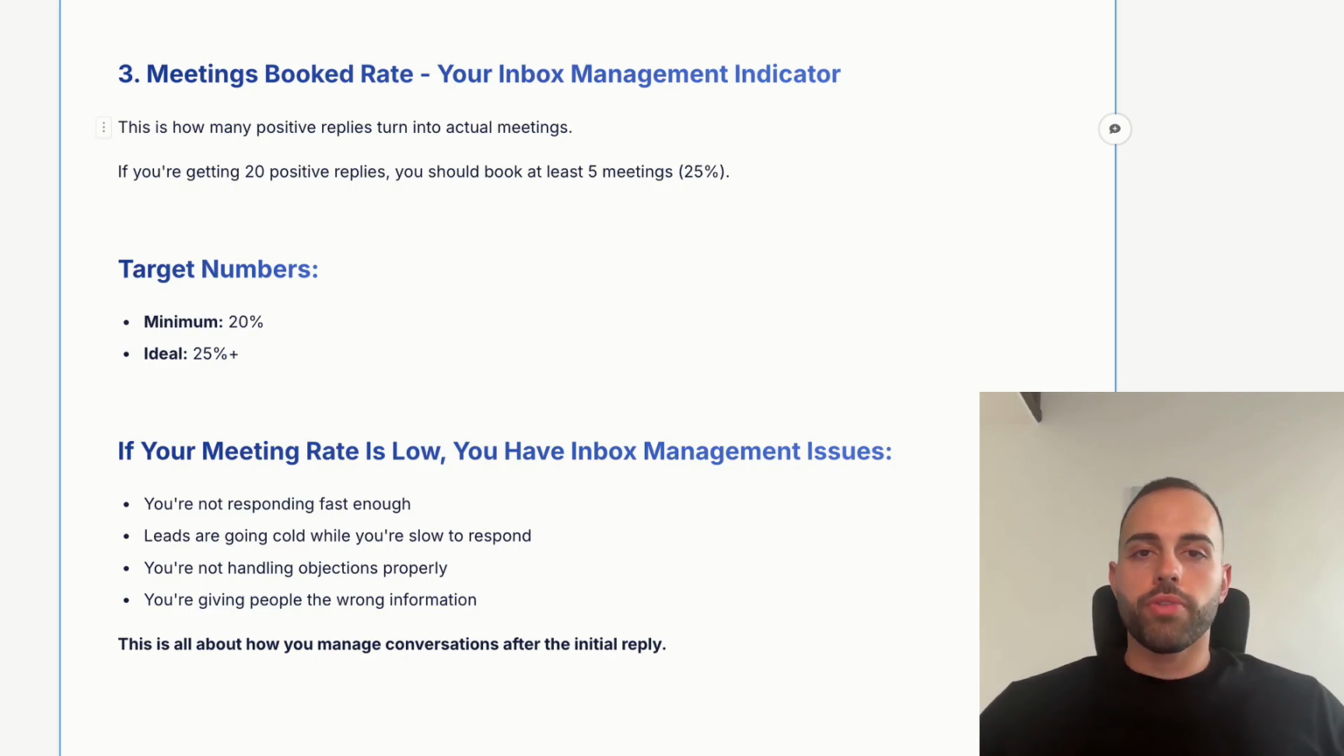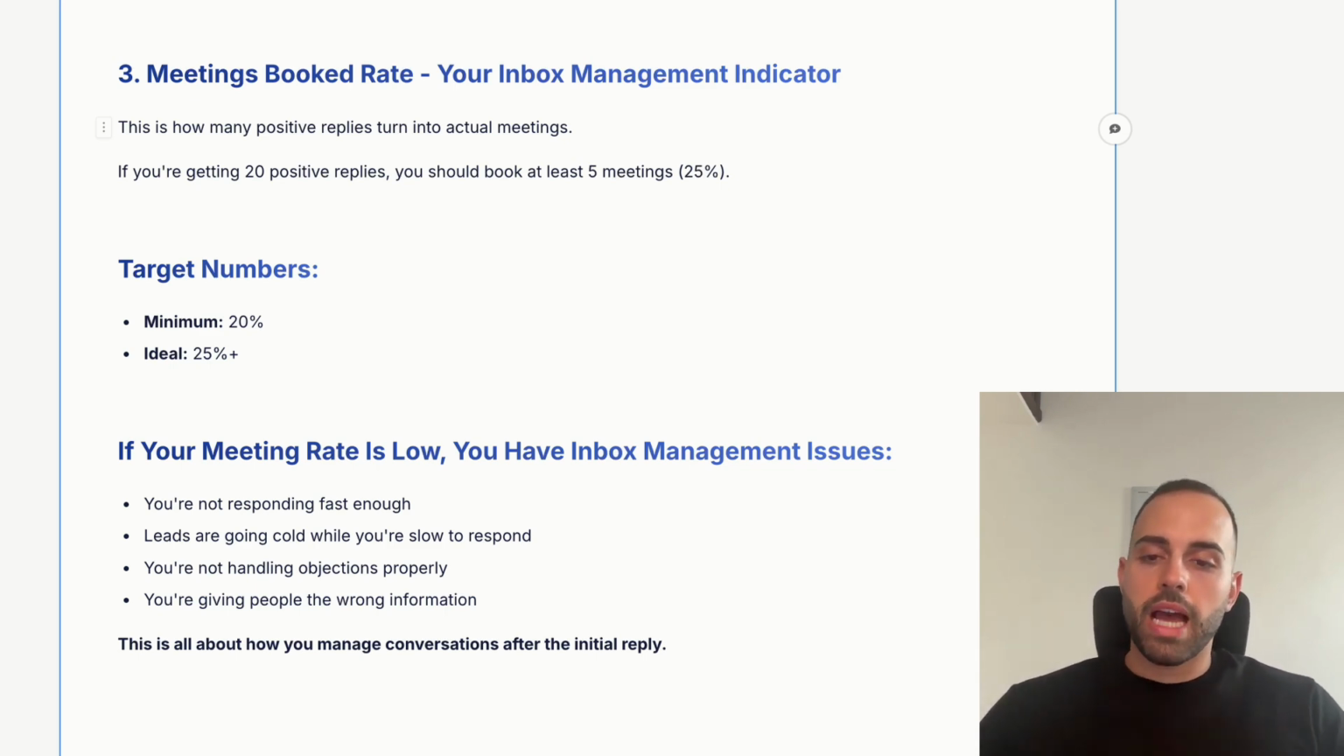Now, if your meetings booked rate is below 20%, it usually means that you have an inbox management issue. So that could mean that you're not responding to leads fast enough. When you receive that initial interested response, you need to get back to that lead within the first 5 to 10 minutes. If you don't, that lead is probably going to go cold, and then when you do respond, they're just going to ignore you. So you're not going to get the meeting booked.